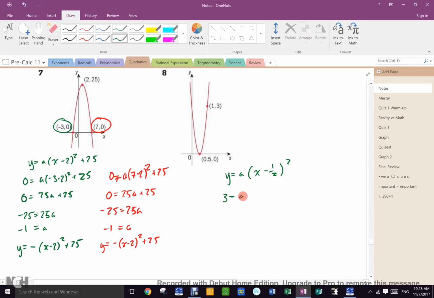And then what's the point I have? 3 equals a(1 minus 1/2) squared. 3 equals, 1 minus 1/2 is a half. A half squared is a quarter. 1/4 a equals 3. Yes? Which is the same. How do I get rid of 1/4? Times by 4. So a equals 12. And what do I get there? Y equals 12(x minus 1/2) squared. And then I could expand it.